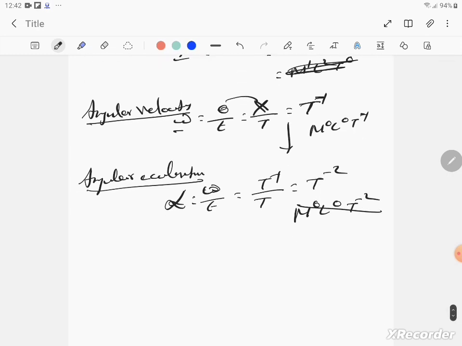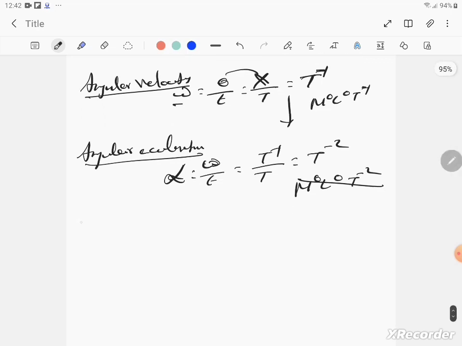That's about angular acceleration. Then you know that time period is represented by capital T, and the reciprocal of time period is called frequency. So in a rotational motion, you'll also have frequency, which is the number of oscillations per second. Therefore, it's a reciprocal of time period, and so it's t to the power minus 1.